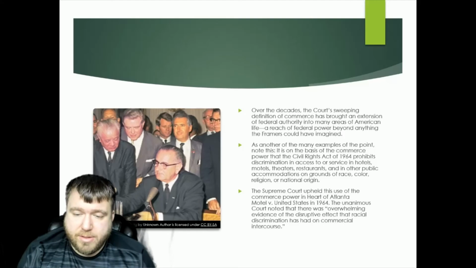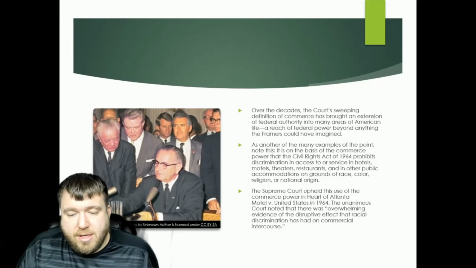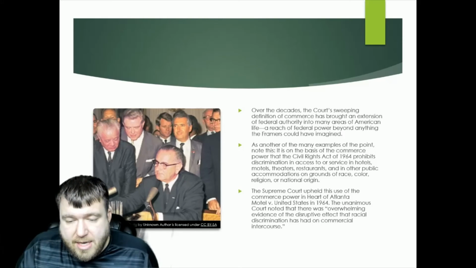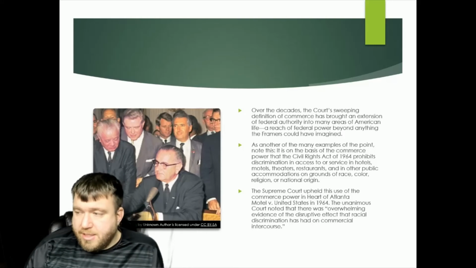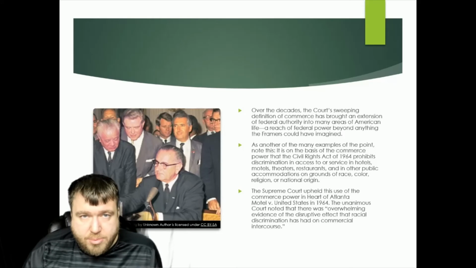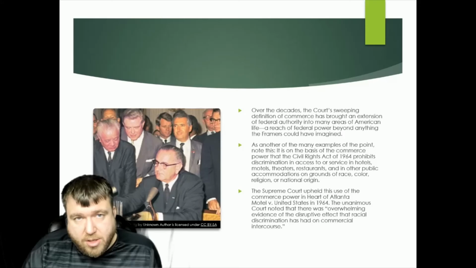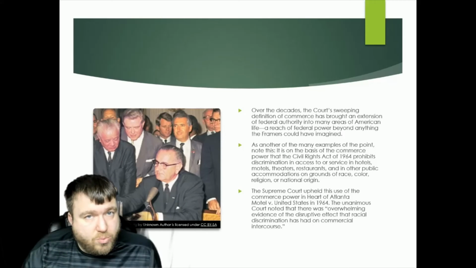The Supreme Court upheld this use of the commerce power in Heart of Atlanta Motel v. United States in 1964. The unanimous court noted that there was overwhelming evidence of the disruptive effect that racial discrimination has had on commercial intercourse. So, the Supreme Court ruled that racism has had a significant amount of interruption in interstate business and commerce. And because of that, they said that Congress was within its power to enact this Civil Rights Act for businesses.